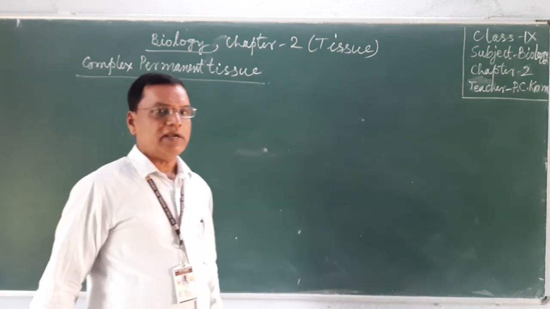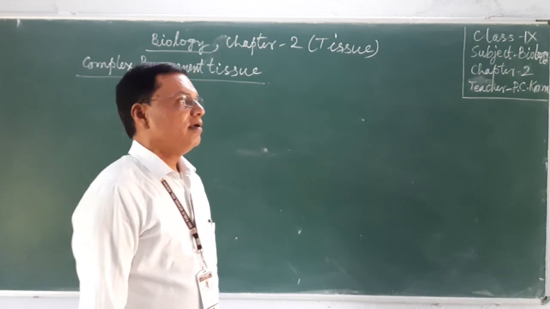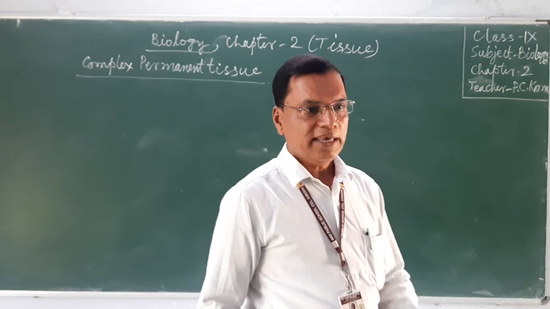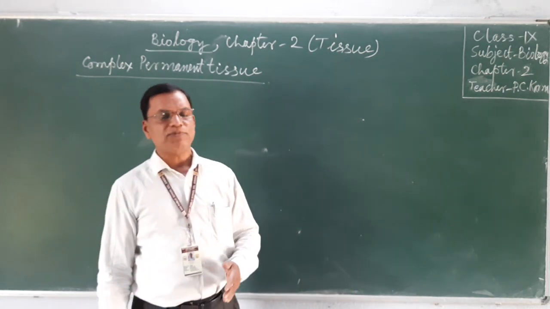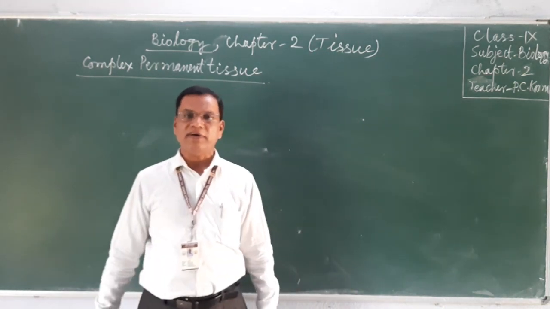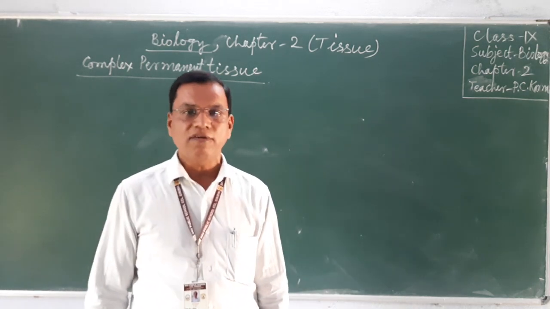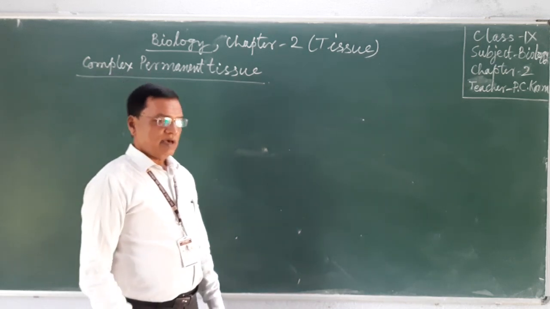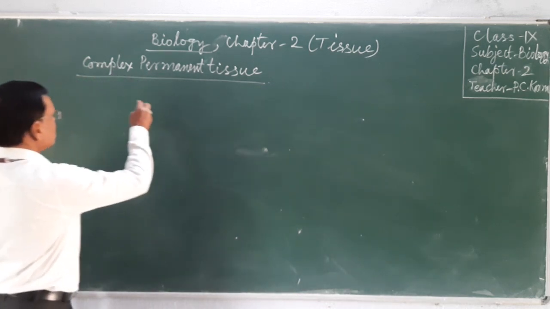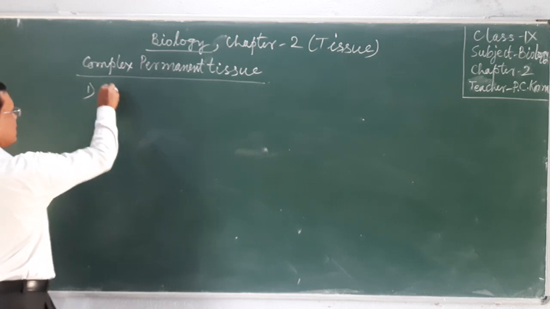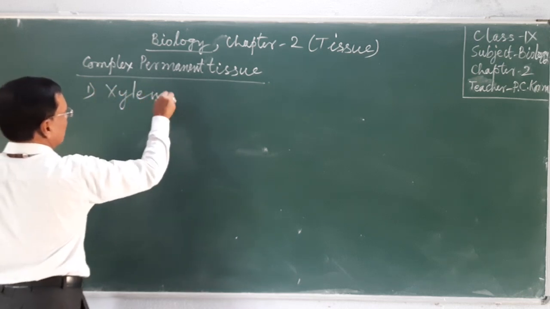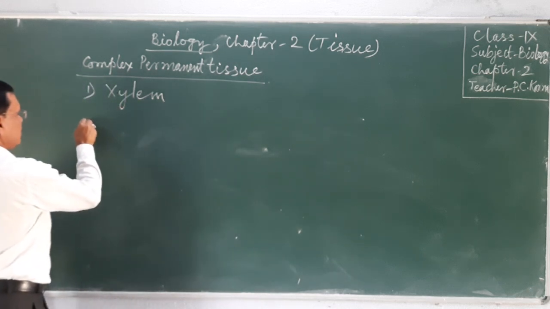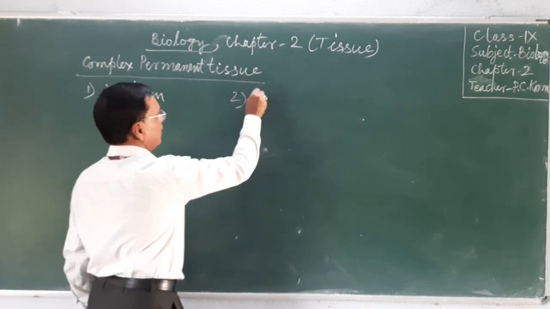Why is the tissue called complex? This tissue is called the complex tissue because it contains various types of cells, though they perform a similar function. This complex permanent tissue is of two different types. The first is called the xylem and the second one is called the phloem.